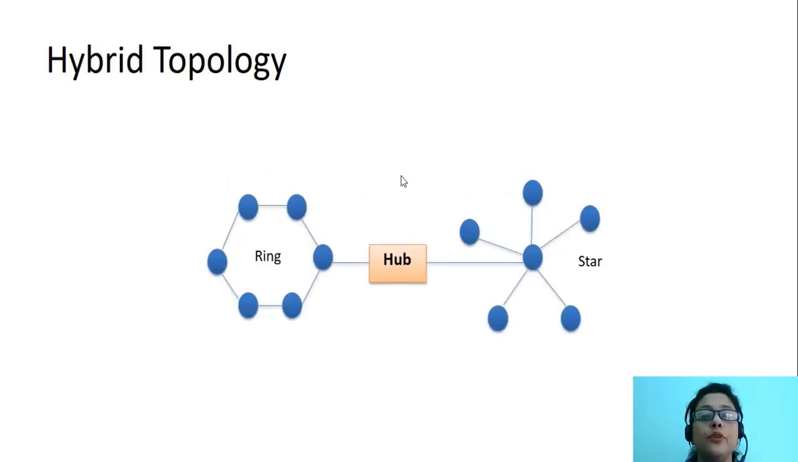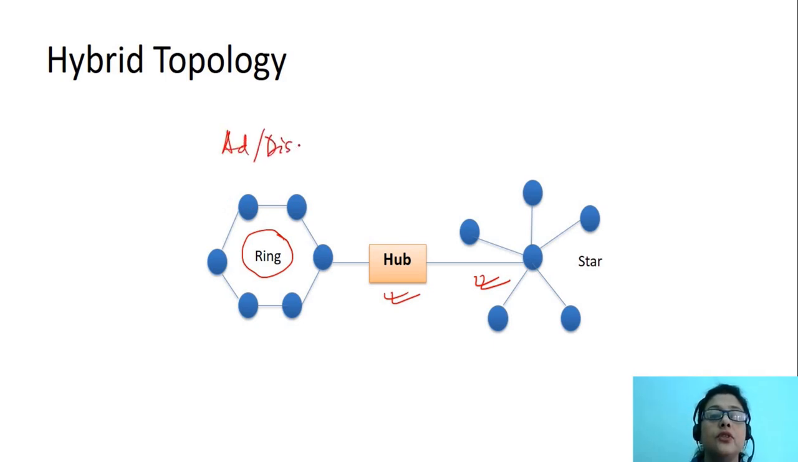Next, we have the hybrid topology. In hybrid topology, 2 different types of topologies can be used here. One ring topology is connected to one star topology through a central hub. So hybrid topology can have the advantages and disadvantages of the different topologies that are used to connect in the hybrid manner.